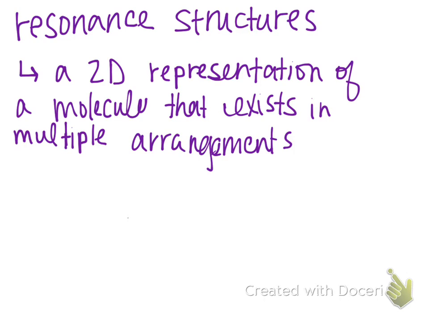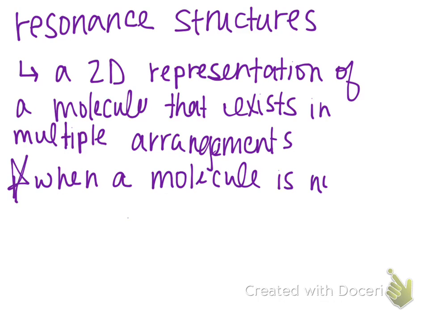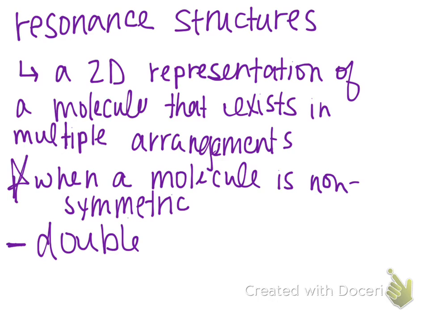So a resonance structure occurs most of the time when a molecule is non-symmetric. Okay, non-symmetric. And usually, or most of the time, it's when there is a double bond. So resonance structures occur when there's a double bond and it's non-symmetric. That's usually when resonance structures occur.